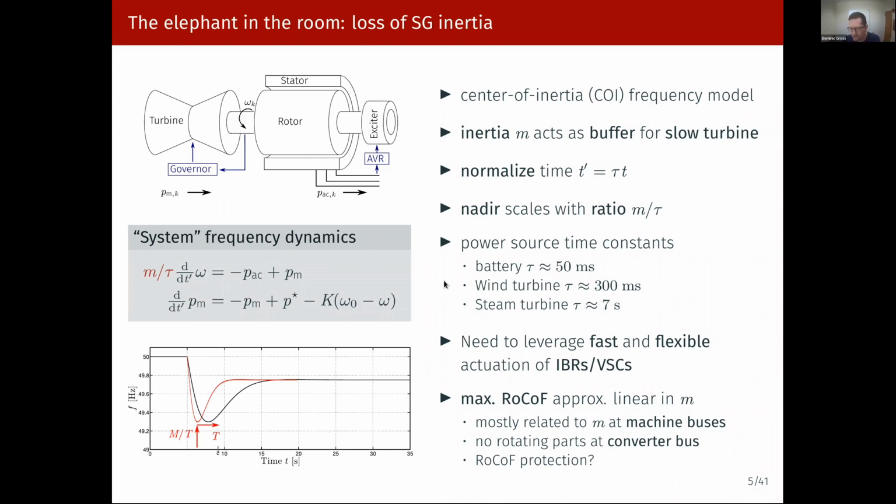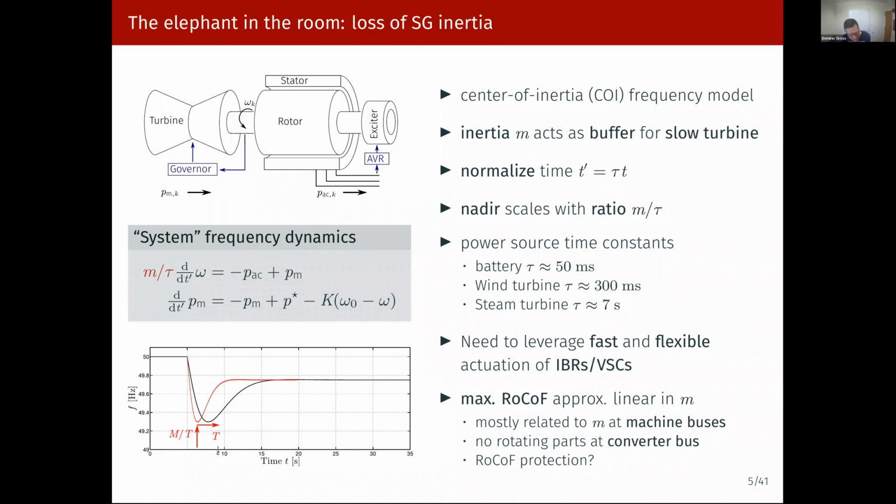So the key message here is that the loss of inertia is a bit exaggerated in the sense that if you were to replace synchronous generators with something that has roughly the same self-synchronization properties and primary frequency control, but can do that a lot faster than a steam turbine, then you need a lot less inertia in the system because it's just a buffer.